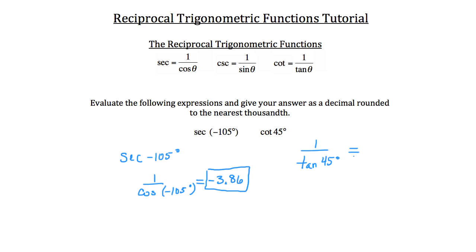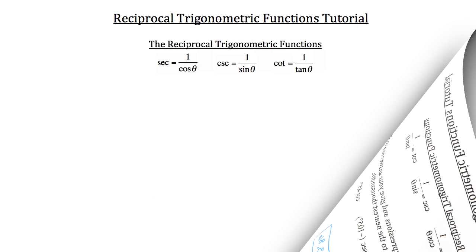And since the tangent of 45 degrees is 1, we have 1 over 1, which is still 1. So the cotangent of 45 is 1. Now notice that our answers here are decimal answers, so these are approximate values. Now I'll teach you how to solve for the exact value of a reciprocal trigonometric function.